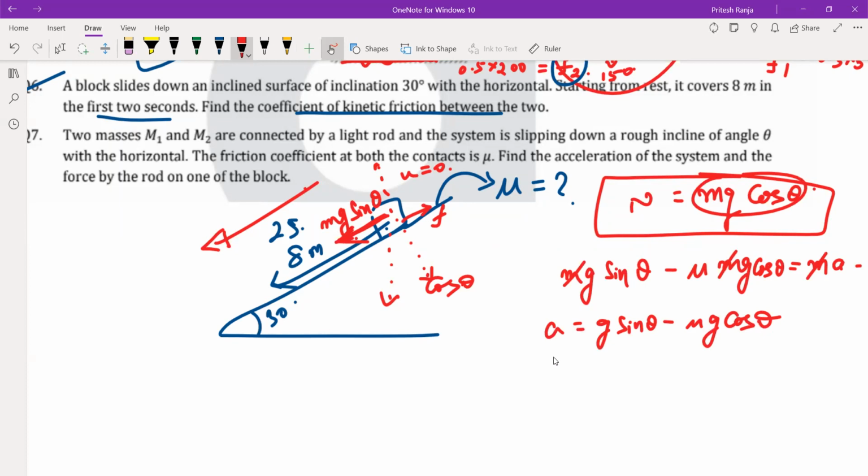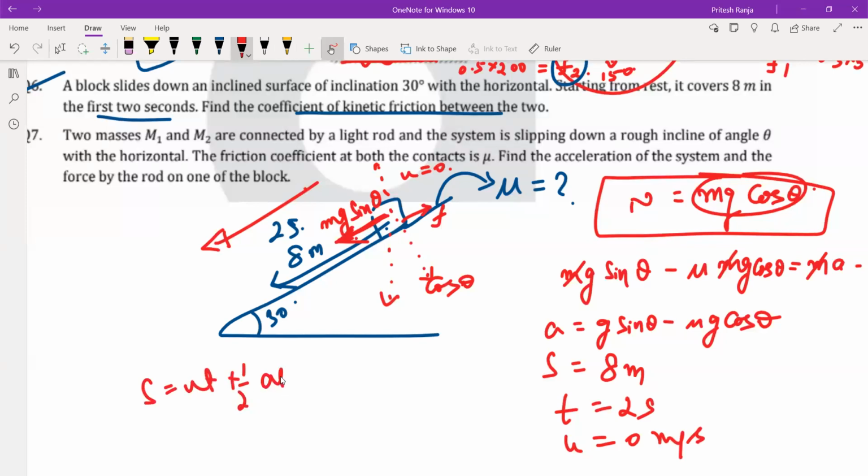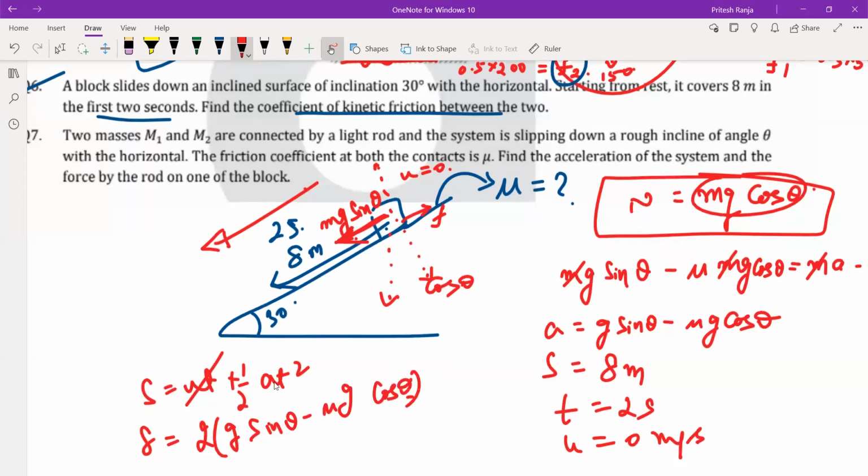So you have displacement as 8 meters, time as 2 seconds, and initial velocity as 0 meter per second. So we use s equals ut plus half a t square. u is 0, so this gets cut. Putting the values, we get half a t square. So it will be 2 into g sine theta minus mu g cos theta. We solve this, we will get mu.